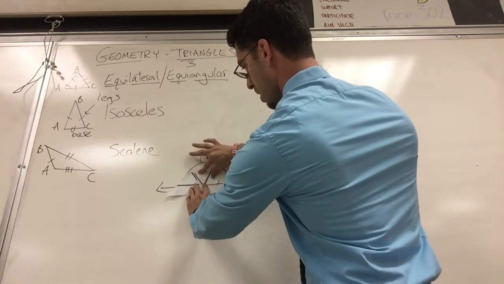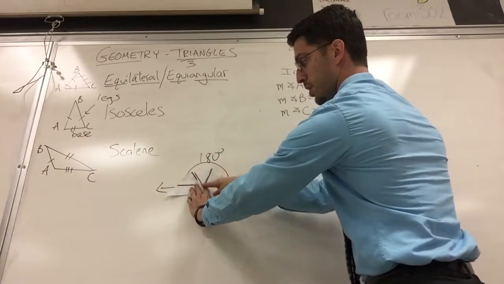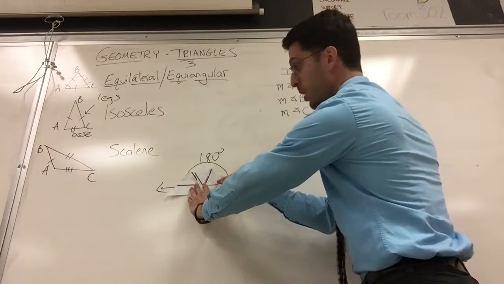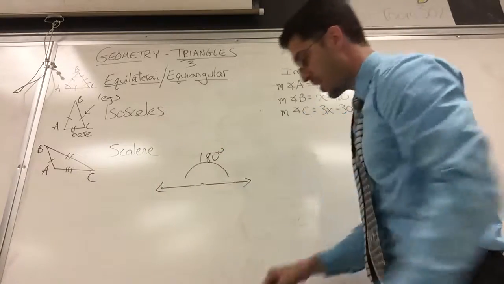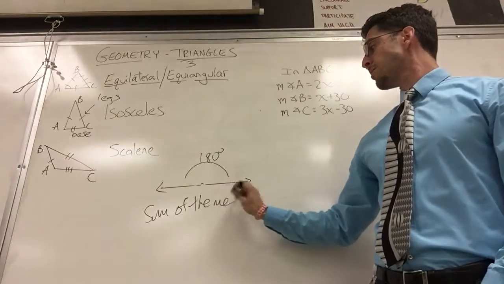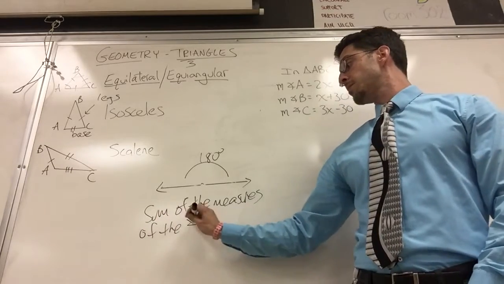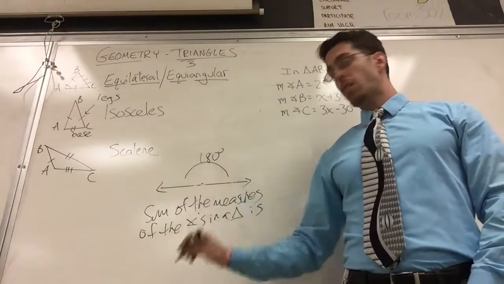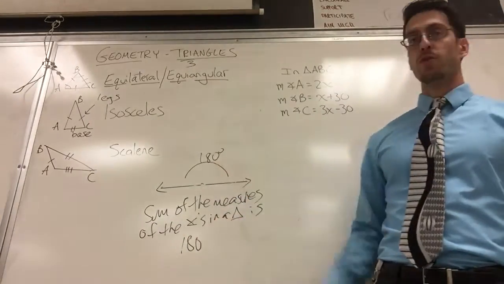Do you see the beauty of what just happened? This angle plus this angle plus this angle come together like Voltron to form what? All together they form that straight line, which means the sum of the measures of the angles in a triangle is always 180. A triangle is like a very special straight angle.